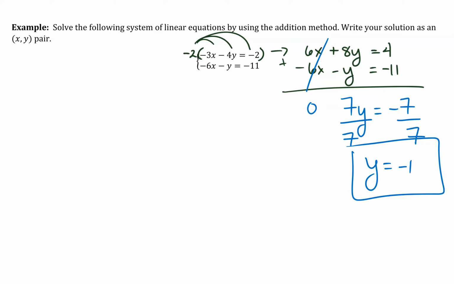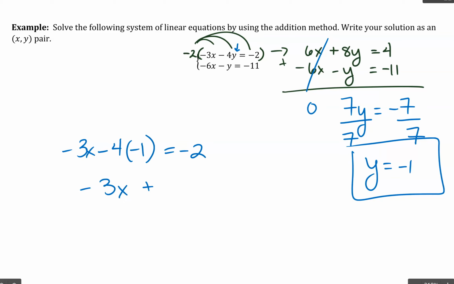Okay, from here we now can take that -1 and we can plug it in to either equation to get our x variable. Remember, we want to plug them into the original equations. Generally, I just pick the first one there, plug it in right into that y spot. So I get -3x minus 4 times -1 equals -2. -3x plus 4, -4 times -1 equals -2.